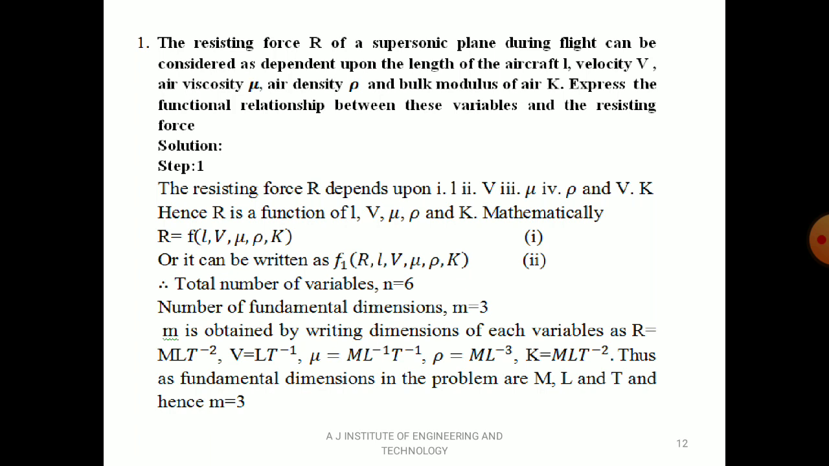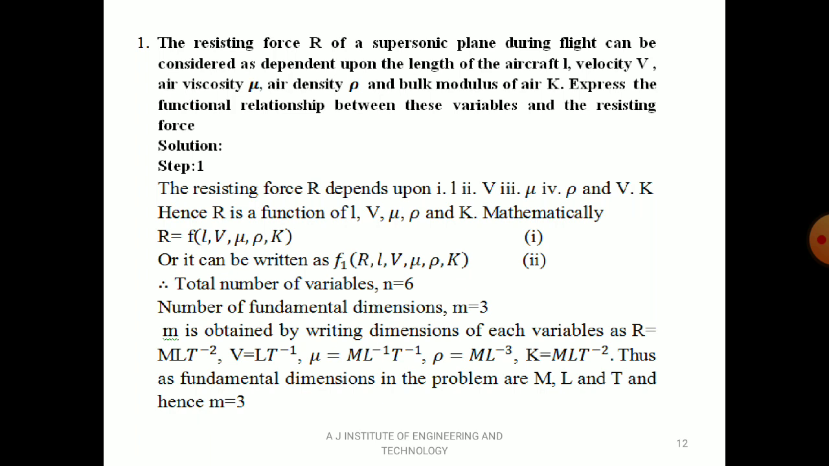K is for bulk modulus. First step, we have to categorize into dependent and independent variables. So R is dependent, and length, velocity, mu, that is viscosity, density, and bulk modulus are independent variables. Hence R is a function of L, V, mu, rho, and K. Mathematically, R can be expressed as R equal to F of L, V, mu, rho, K. Take it as equation 1.